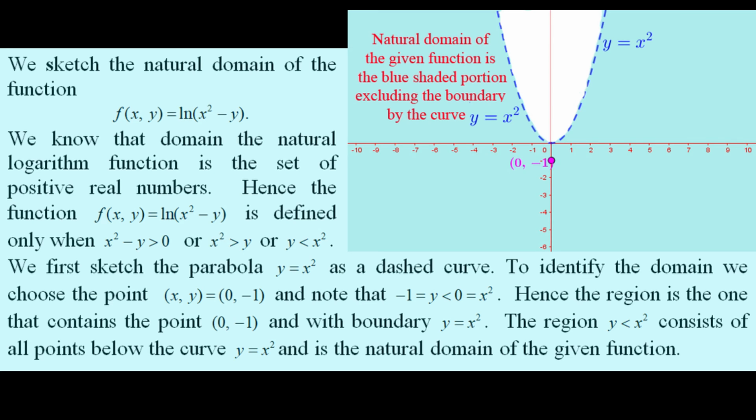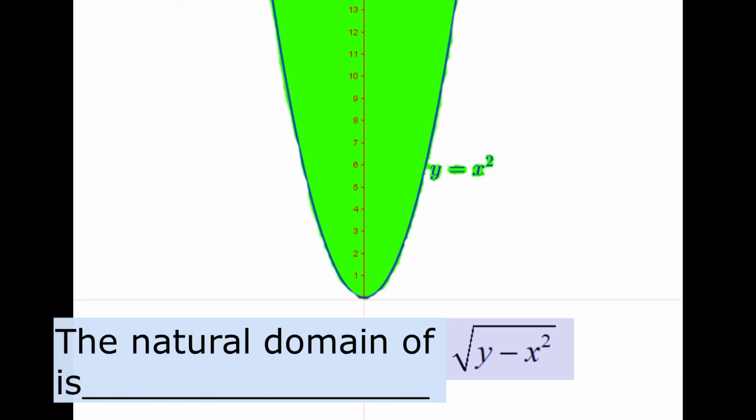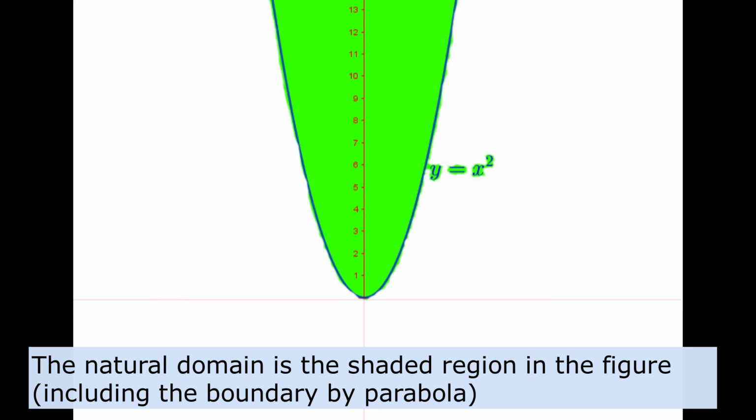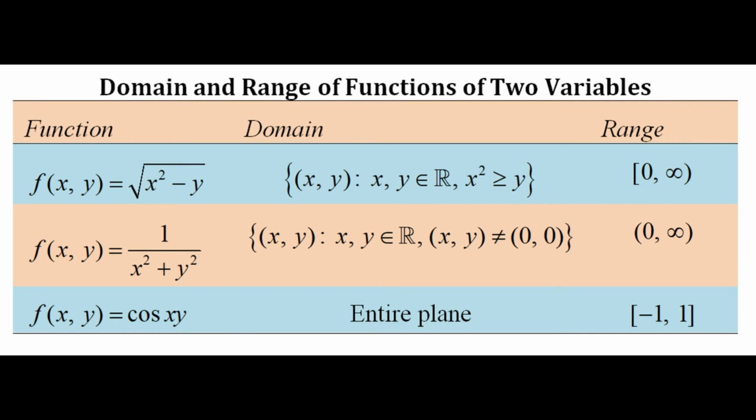As another example, the natural domain of the function f of xy is equal to the square root of y minus x square is the shaded region in the figure, including the boundary by the parabola. We now list the natural domain and range of some functions of two variables in the following table.